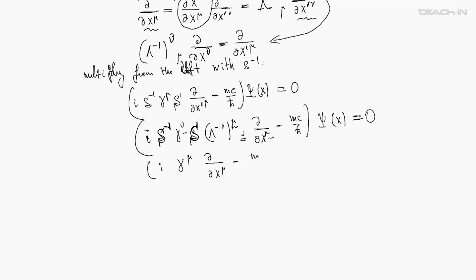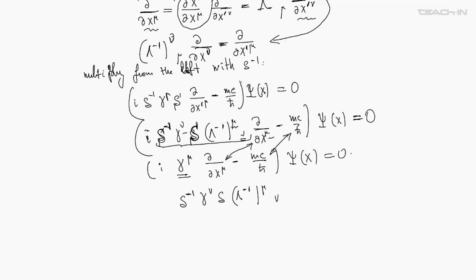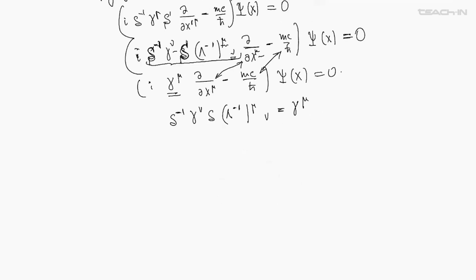So you see that these terms coincide. These derivatives I do have. Here I have γ^μ, and here instead of γ^μ, I have this combination here. So you see that these two equations will coincide if I impose the following condition: S^{-1} γ^ν S multiplied with Λ^{-1}_{μν}. If this is equal to γ^μ, then I am back to the original form of the Dirac equation. And then the relativity principle will be satisfied.